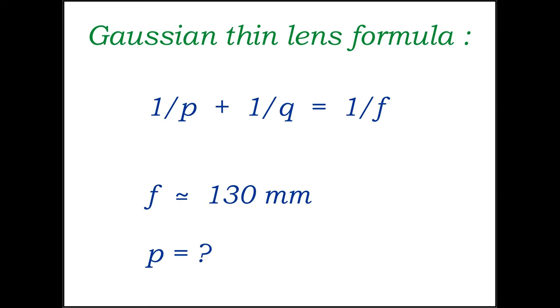I use the Gaussian thin lens equation to calculate the object distance P, or the distance between the cell phone and the magnifier, so that the image that the lens produces of the screen will be 130% larger. The focal length of the magnifier is about 130 millimeters, and I require a value for P, which means that I should somehow eliminate the image distance Q from the equation.